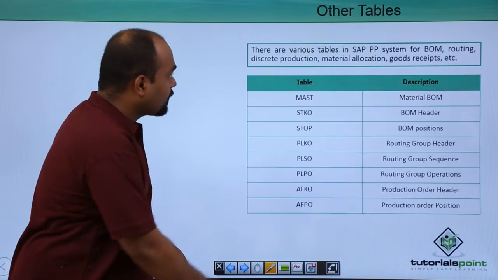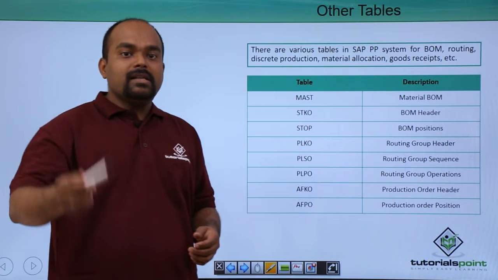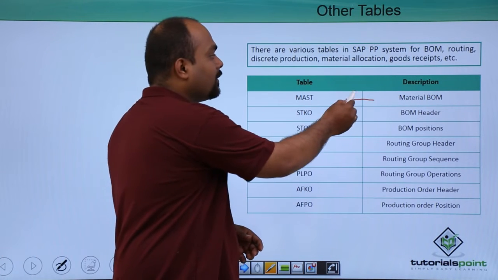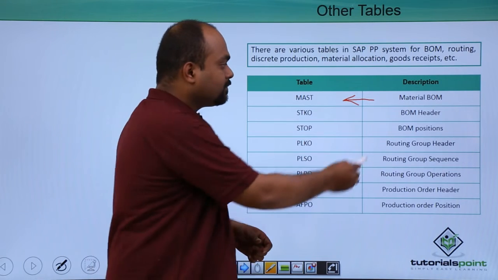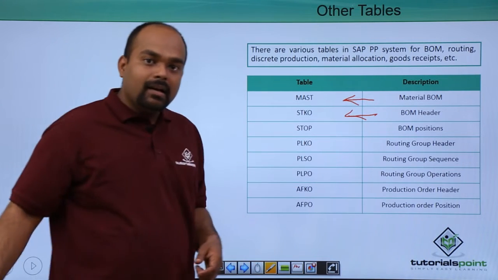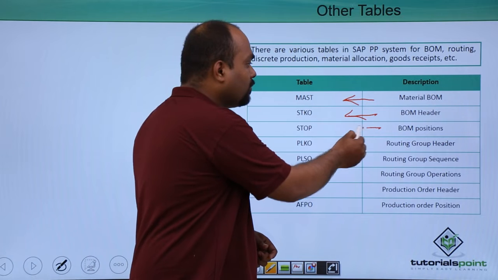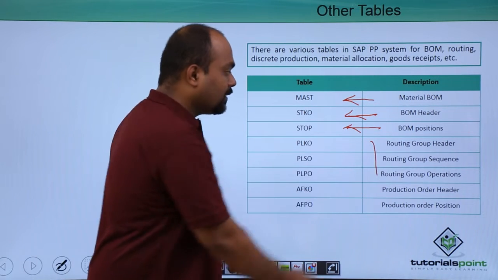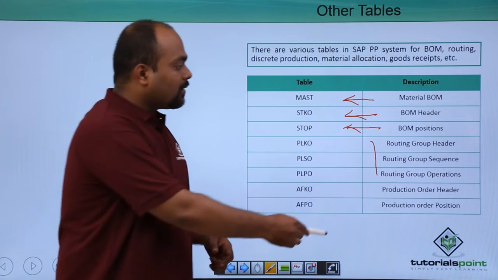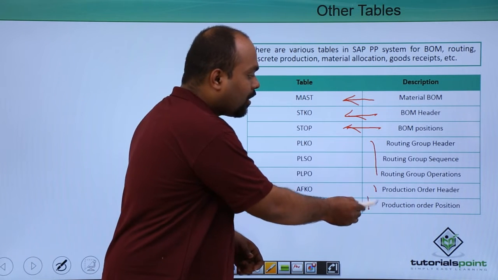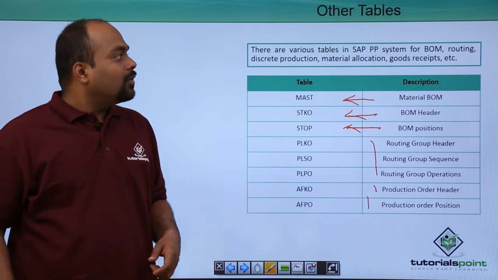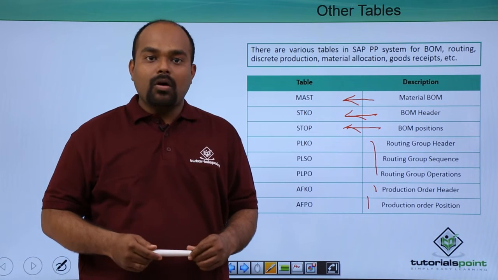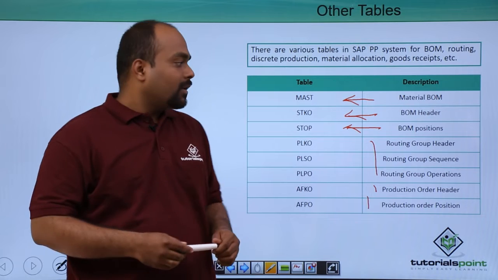Next, there are other tables also. The table for material, the table for BOM header, the table for BOM positions, the table for routing, the table for order header and order positions. So like this, there are various tables in SAP PP, for BOM, for routing.